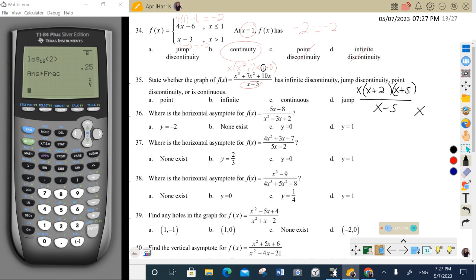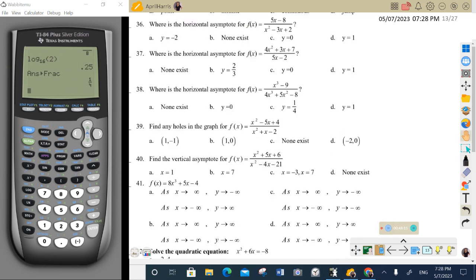Now we know x cannot equal 5, because if x did equal 5, you'd have to divide by 0. But does that x minus 5 cancel with the x minus 5 on top? No, it does not cancel. It stays there. It's a pain in the asymptote. Watch your mouth. We have a vertical asymptote, which is infinite discontinuity.